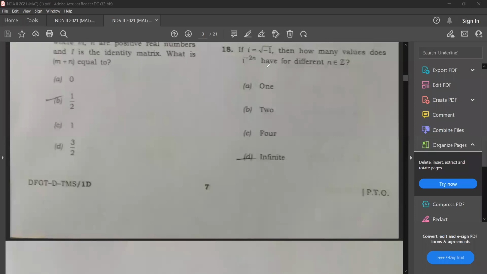If i is equal to root of -1, how many values does i raised to -2n have? So they are saying i is equal to root of -1. How many values can i raised to minus 2n have? It will be having two values. So moving to the next question.